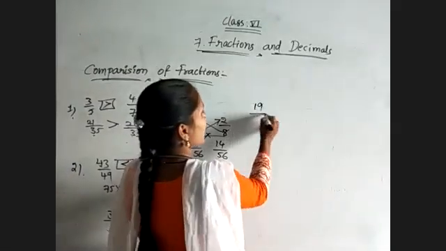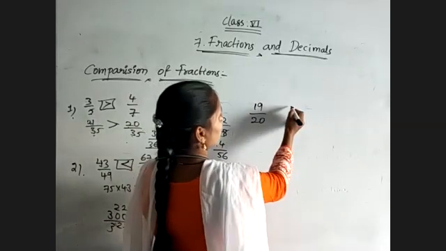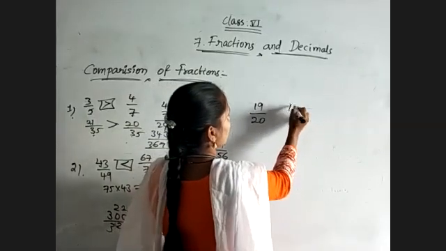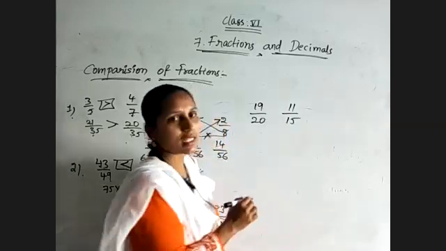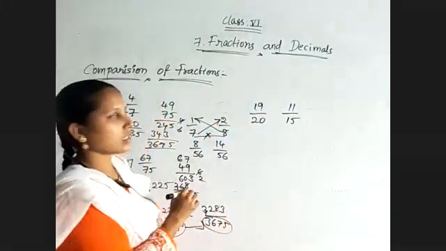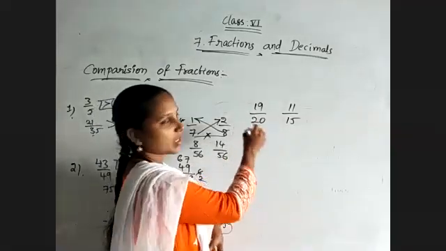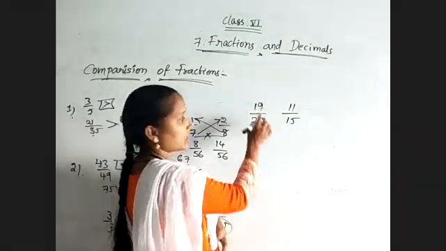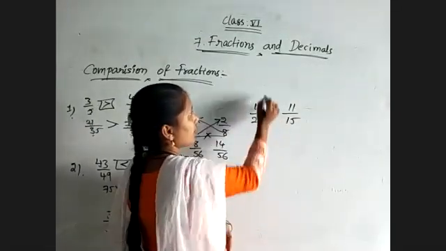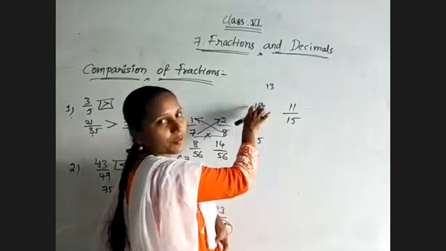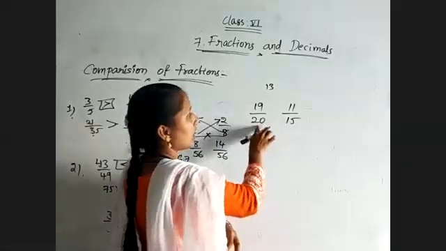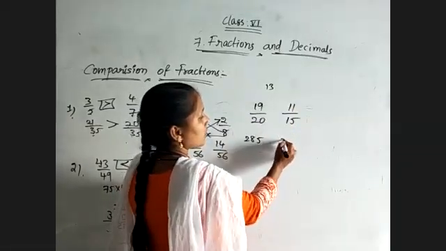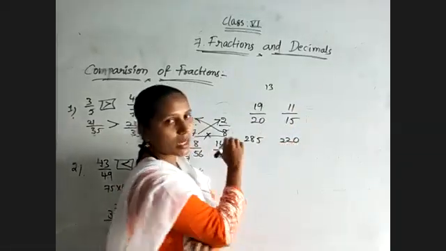For suppose I have 19 by 20 and 11 by 15. Like this I have. Both are unlike fractions. So go through with the cross multiplication. So 15 into 19. 15 9s are 135. 15 1s are 15. 135 plus 150 is 285, I got. And 20 into 11. 11 2s are 22 and 220.